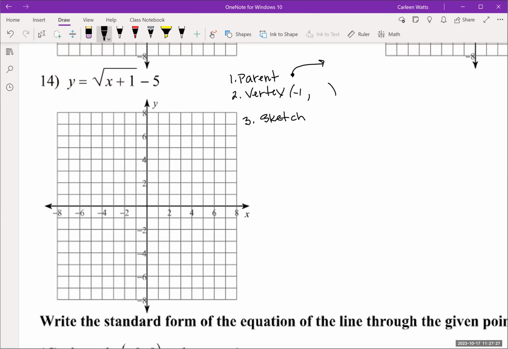Okay, Zoomers, you ready to try again? What is the y coordinate of the vertex? Ding, ding, ding. -5. You grab the outside number, same sign. Okay, so -1, -5 is the vertex. Sleeping parabola, we're just drawing a sketch.